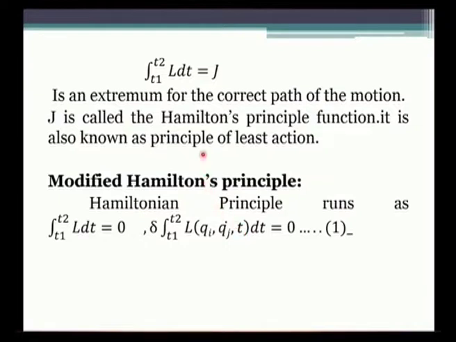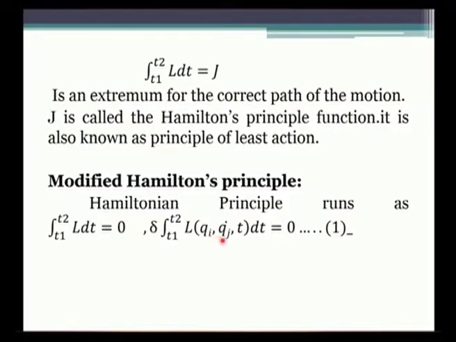So, to get the modified Hamilton's principle, let us imagine the Hamilton's principle as the integral between t1 and t2 of L dt is equal to 0, which is nothing but delta, a small change, of this integral, mathematically represented as delta of the integral between t1 and t2 of L(qi, q dot j, t) dt is equal to 0. Let us keep this as equation 1.